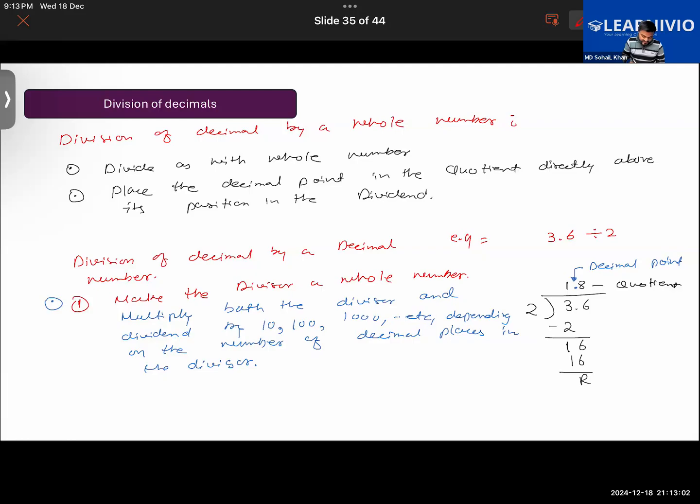Then step number two is simply that you have to perform the division. Divide the numbers as if they were whole numbers. And the third step is that you have to place the decimal in the answer, basically. Whatever answer you're getting, the final result is the answer.